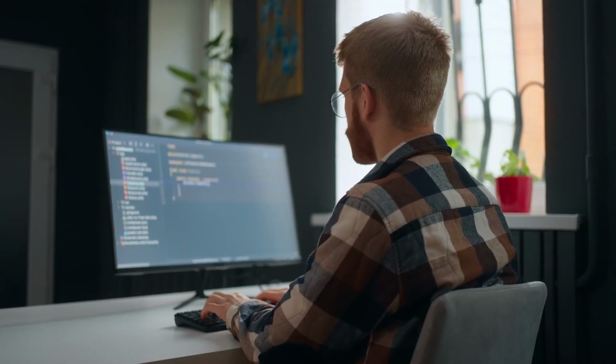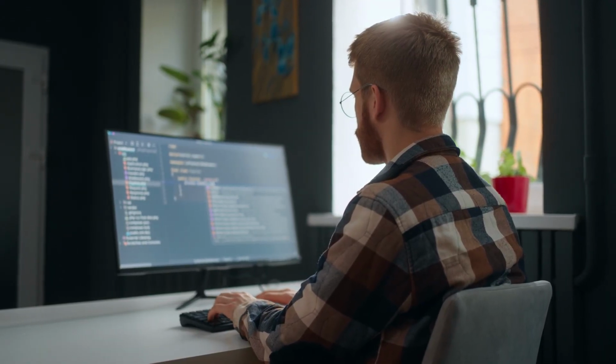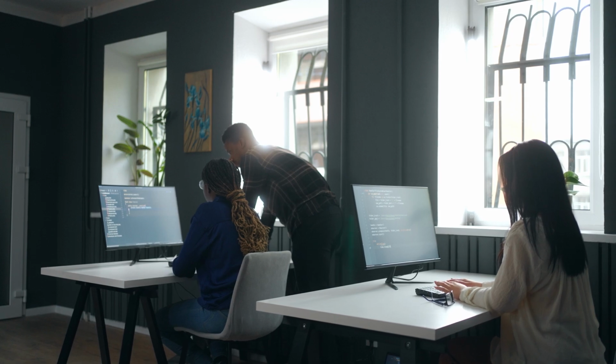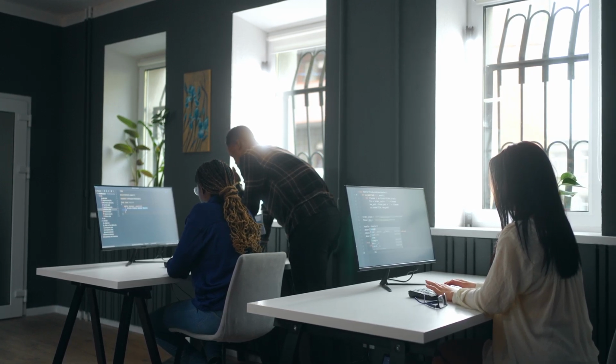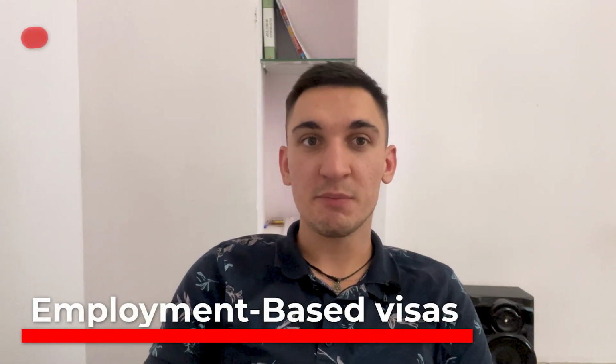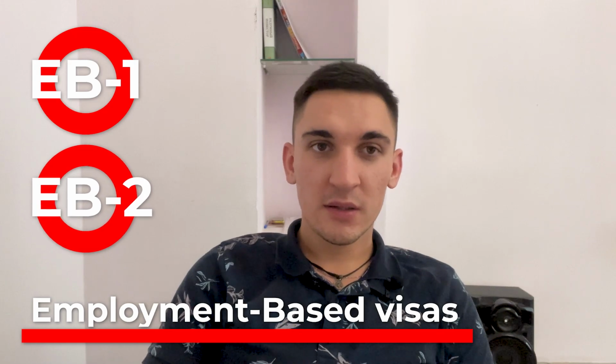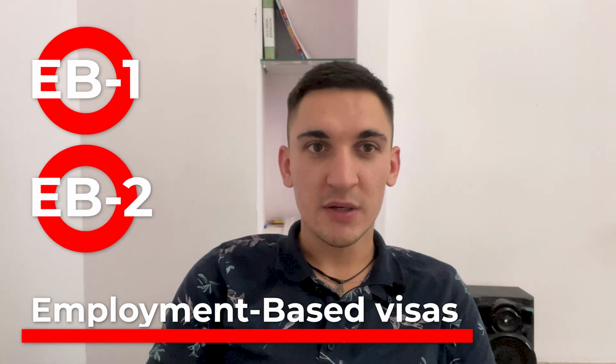So first and foremost, there are different types of visa categories that are most definitely suitable for IT specialists, for entrepreneurs, for other talented or exceptional, extraordinary people in the field of any profession, no matter where you work. And those are employment-based visas, EB1, EB2, and other preferences. We're not talking about EB3 and other preferences that are not favorable in the United States.